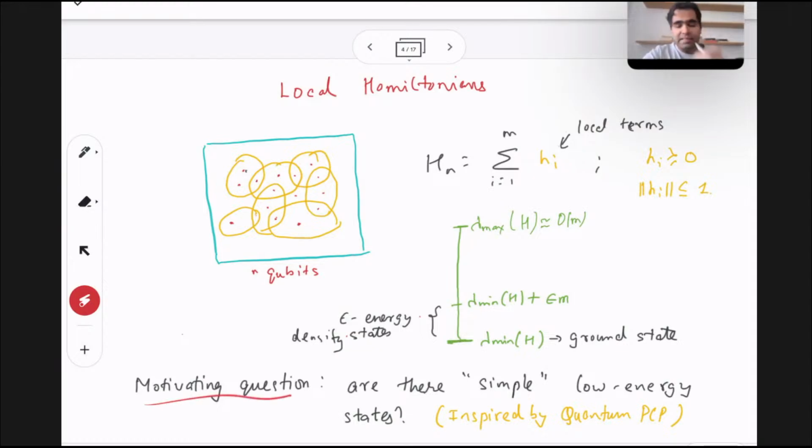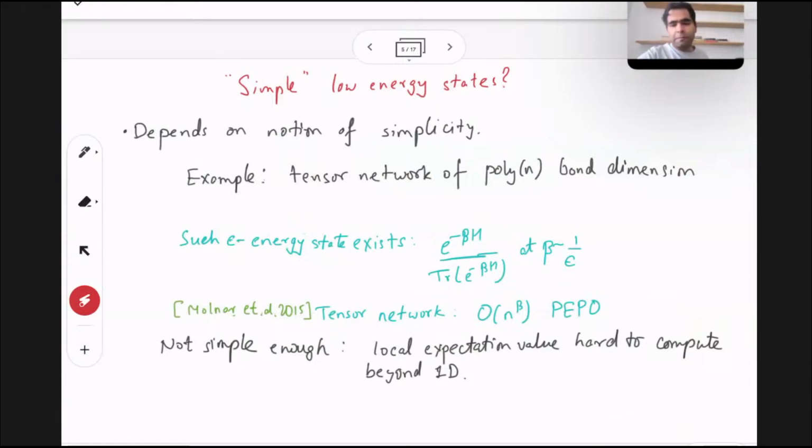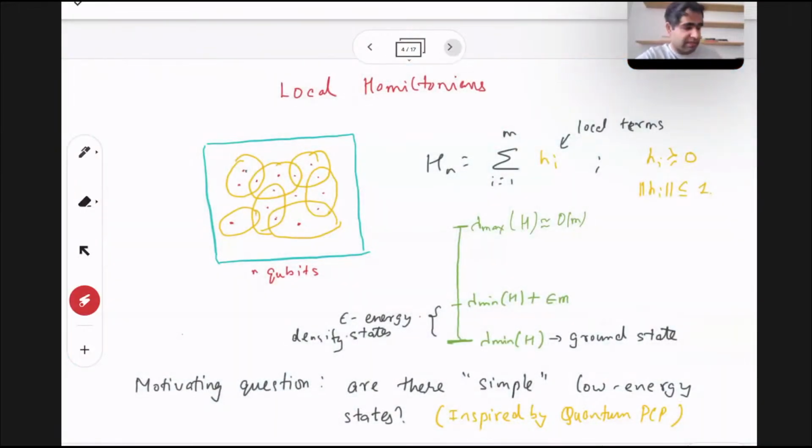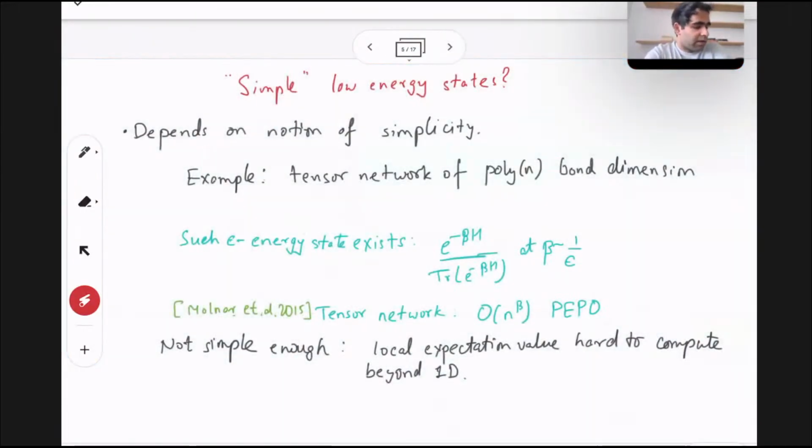And the question that we will ask is, are there simple low energy states? Are there simple states in this regime? This question is inspired by the quantum TCP conjecture that I mentioned in the first slide. So of course, the notion of simplicity is in the eye of the beholder. But let's explore one notion of simplicity which physicists often like a lot. I just want to highlight this to show that this is a very subtle question, more subtle than it might seem. So here's an example of a simple state.